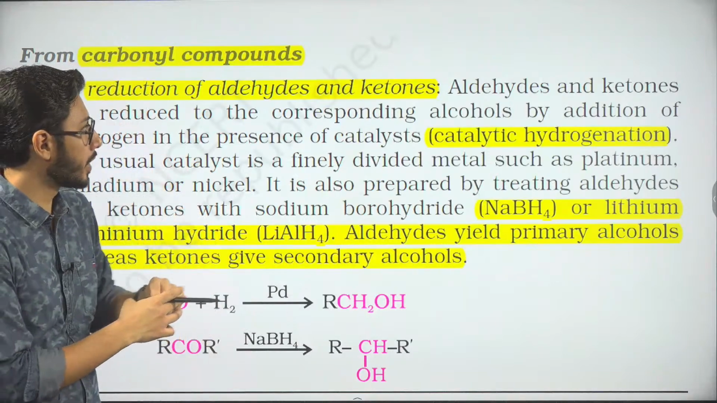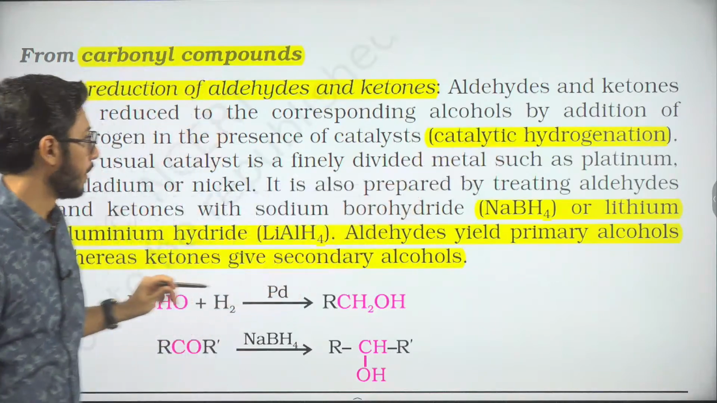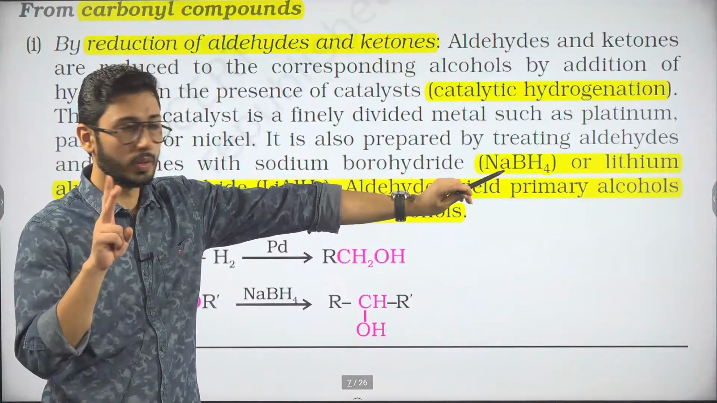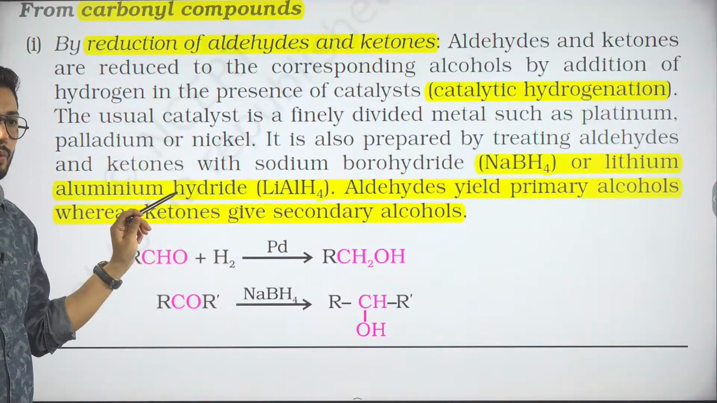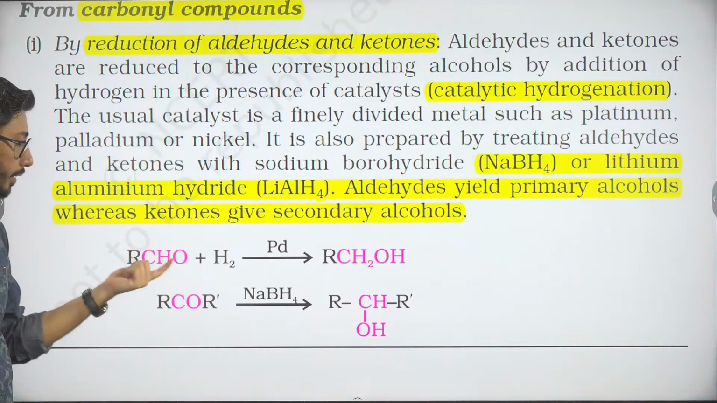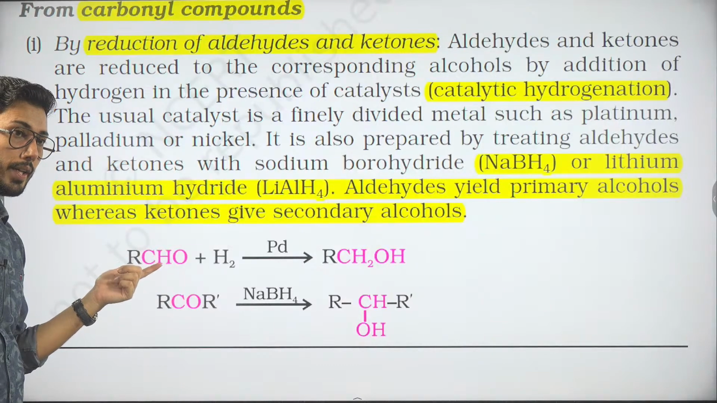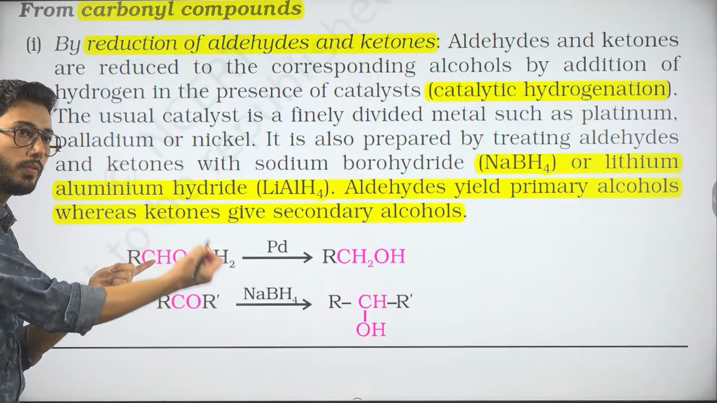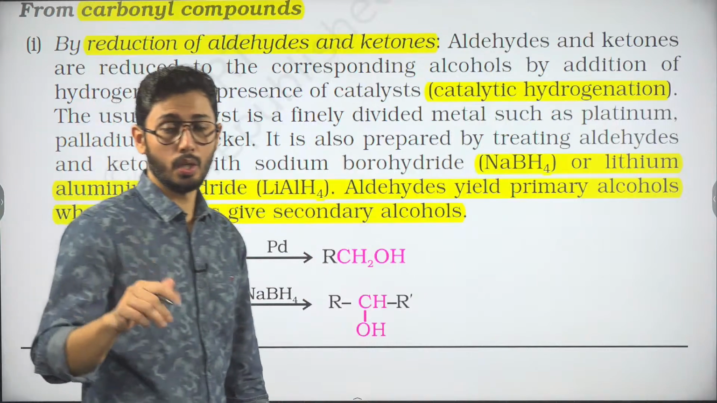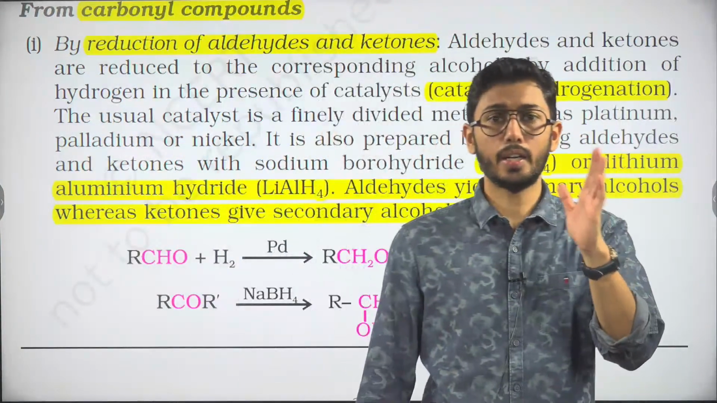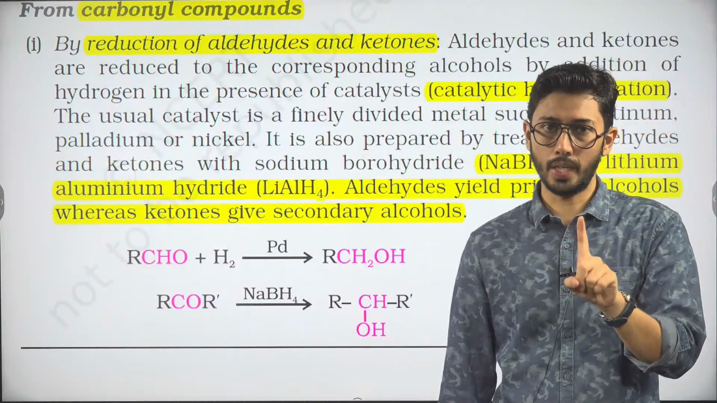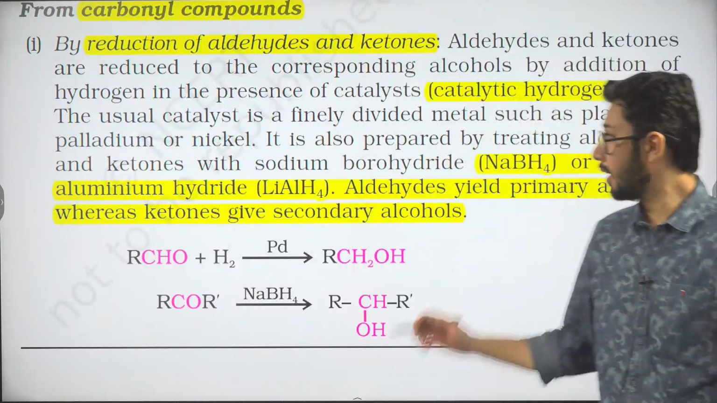The first reagent given is catalytic reduction. The second reagent is NaBH4. The third reagent is LiAlH4. These three reagents are given. Aldehyde, C double bond O, will add hydrogen and finally result in the formation of primary alcohol. So remember, RCHO aldehyde will be reduced to primary alcohol in the presence of any of the three.